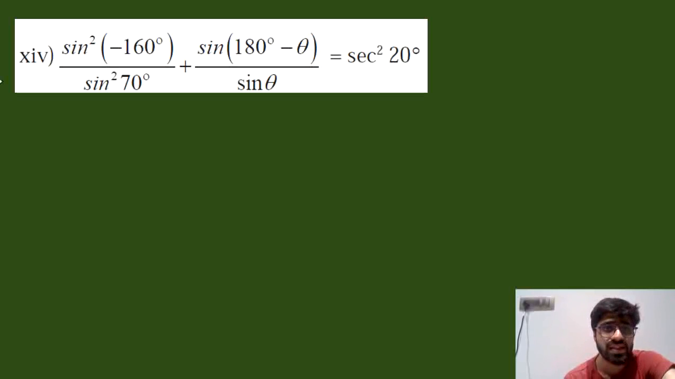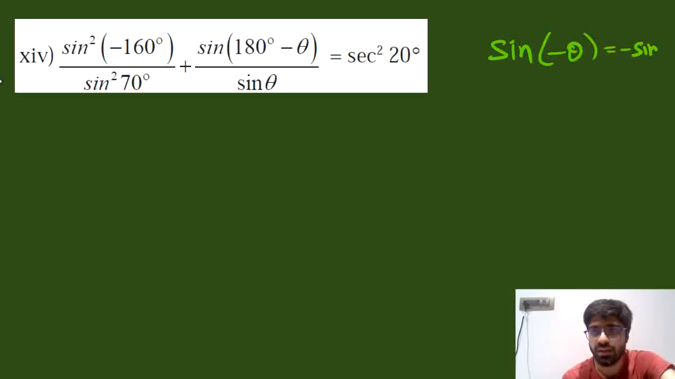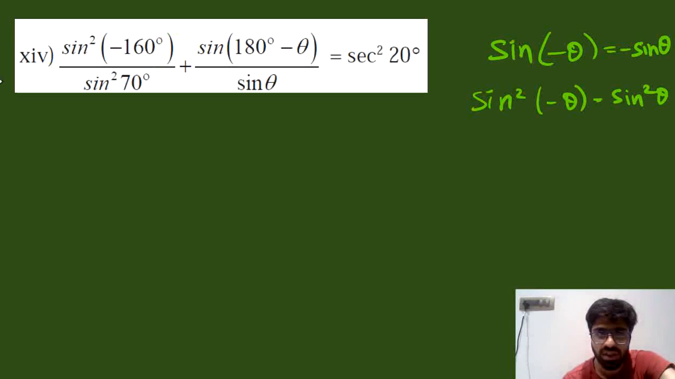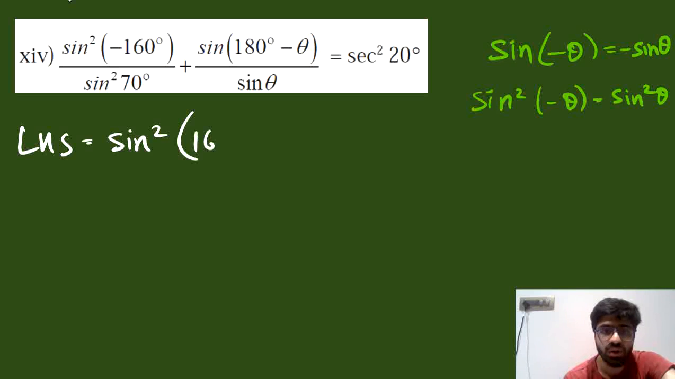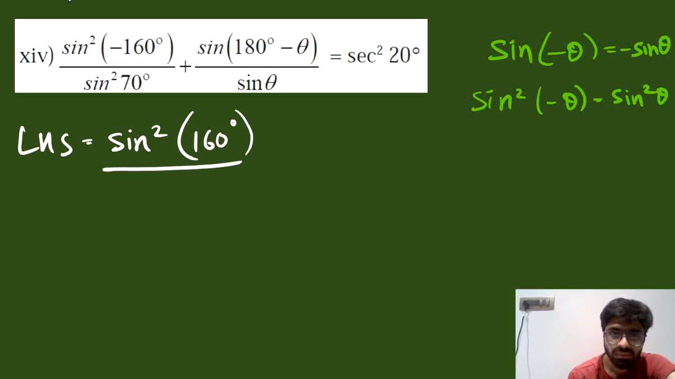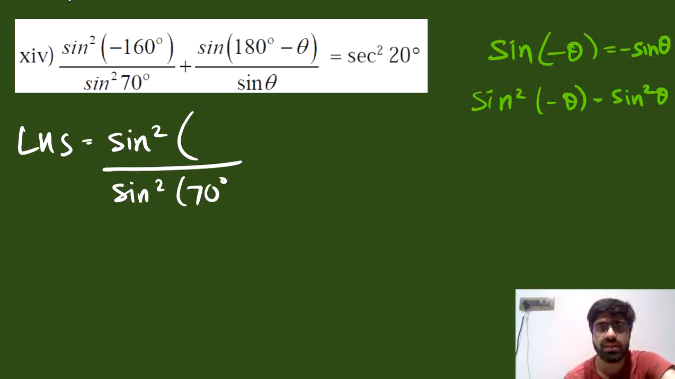Take the 14th one. Sine square minus 160 degrees. Keep in mind, sine of minus theta is minus of sine theta. But if you square on both the sides, sine square of minus theta will be the square of minus sine theta, which will give you sine square theta only. So sine square of minus 160 is sine square of 160 only. So we have on the left hand side sine square 160 degrees divided by sine square 70 degrees. I think we should write 160 as 90 degrees plus 70 degrees. That will help us to simplify things in a better way.